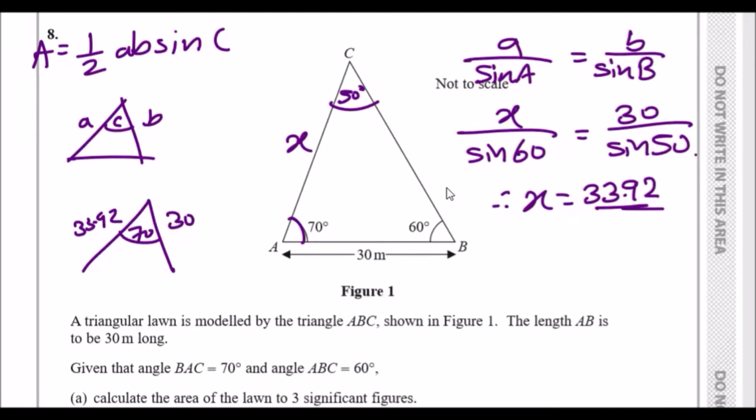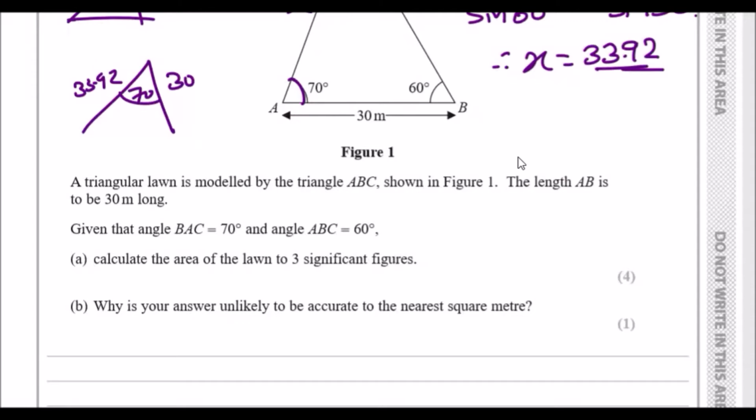And now we just plug into the formula here. We've got half AB sine C, so half times 33.92 times 30 times sine 70. Doing that, you should get, to three significant figures, 478. What's the unit? Meters squared. It can't be centimeters because it's actually a garden.